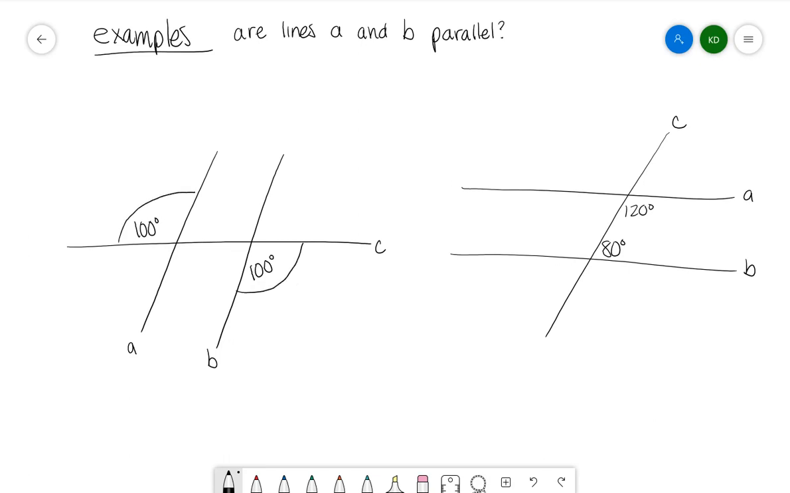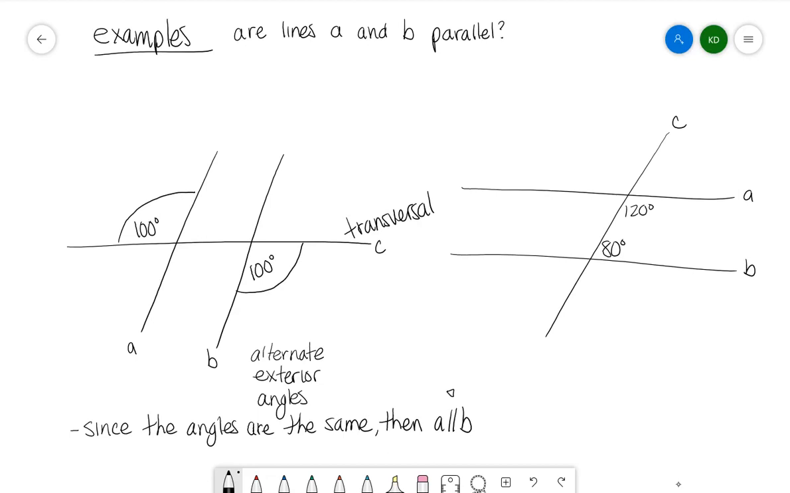here and here, these two angles are going to be considered alternate exterior angles because they're both on the exterior of the parallel lines and they're on alternate sides of the transversal. So C is my transversal. What I know about alternate exterior angles is that they have to be the same in order for two lines to be considered parallel. Because 100 and 100 are the exact same, then this means that A and B are parallel to each other.